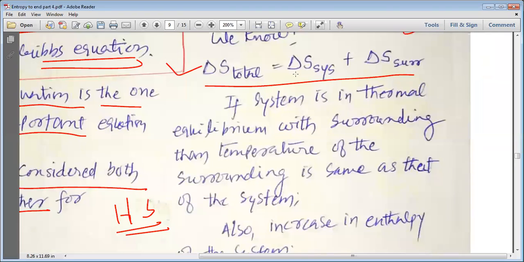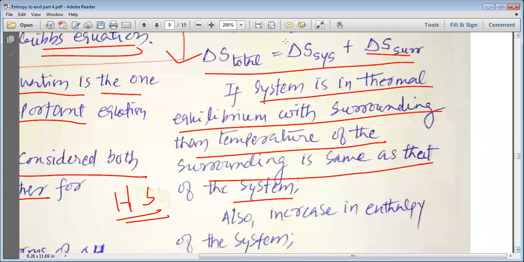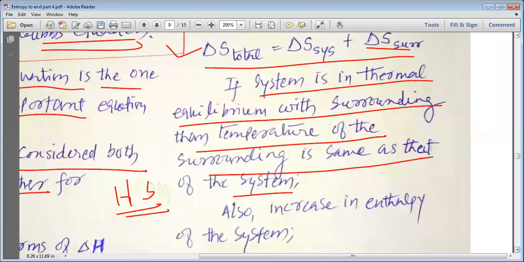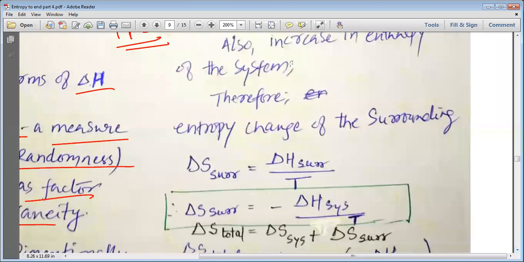Delta S total is equal to delta S system plus delta S surrounding. If the system is in thermal equilibrium with the surrounding, then the temperature of the surrounding is the same as that of the system. So if the system is in thermal equilibrium with the surrounding, my dear students, the temperature of the surrounding is the same as that of the system. So when both the system and surrounding are in equilibrium, they have the same temperature.